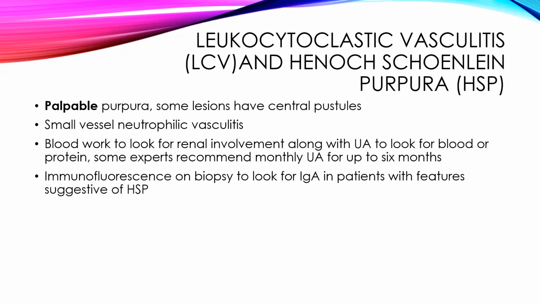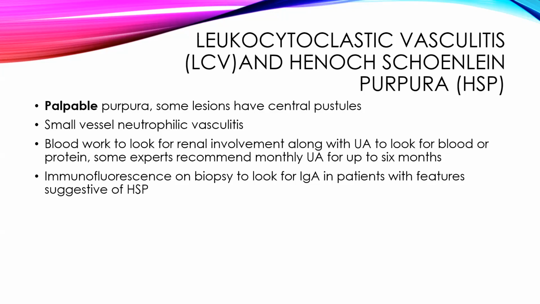So for an LCV patient who presents to my clinic, oftentimes I will do blood work to look for renal involvement, because those capillaries that have the neutrophilic vasculitis in the lower extremities are very similar to those small capillaries in the kidneys, and it's usually the most common place that I see changes. So I have them get some blood work done to look at renal involvement, as well as a UA to look for blood or protein in the urine. It is thought that you might want to consider checking a UA for up to 6 months, so doing it monthly for 6 months, as there can be a delayed presentation of renal involvement.